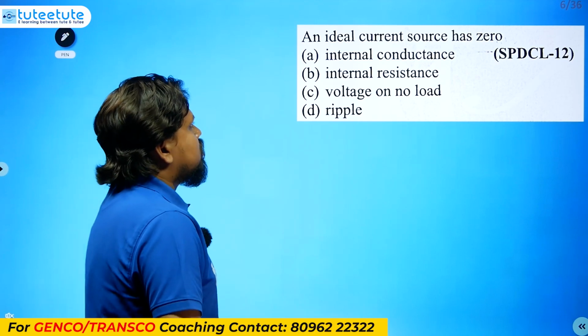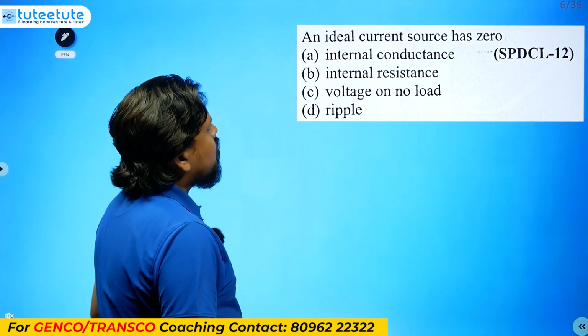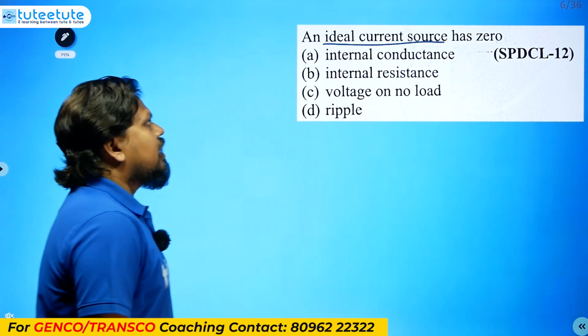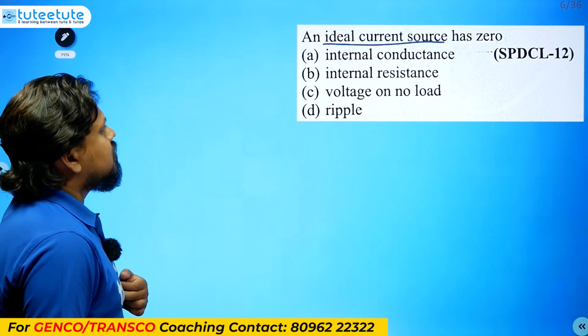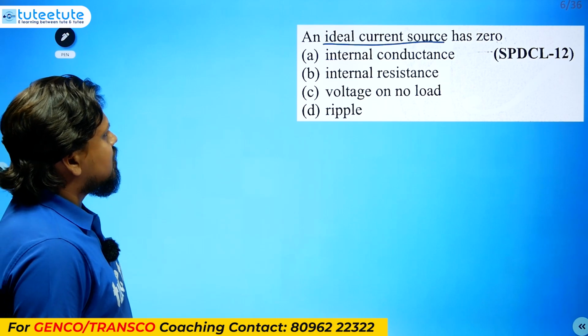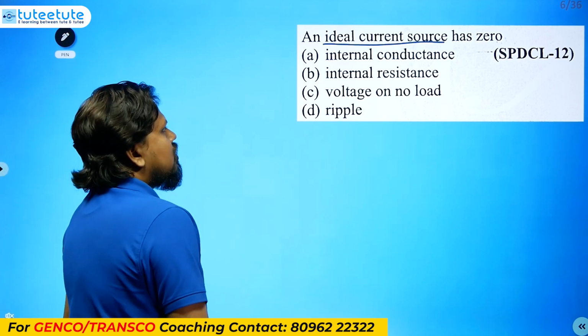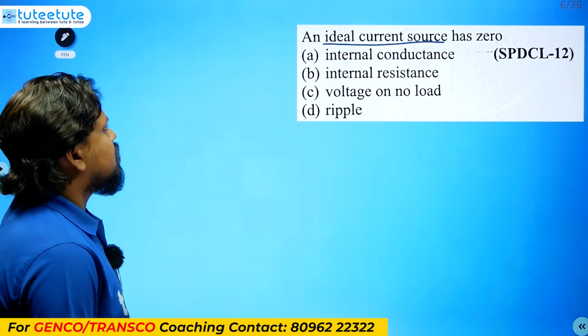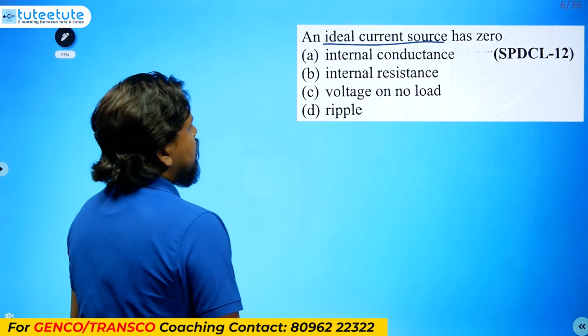An ideal current source has 0. So they are asking about the ideal current source. They have given some options here: internal conductance, internal resistance, voltage on no load, ripple. We need to find out the correct answer for this.